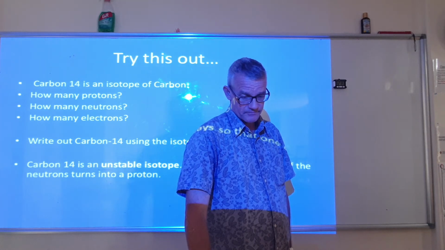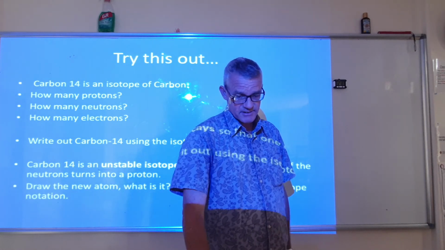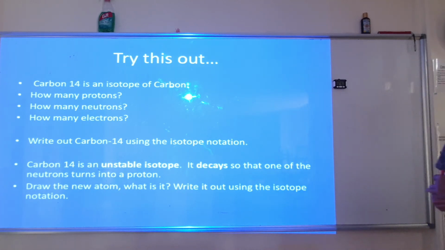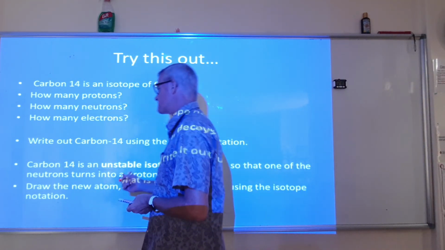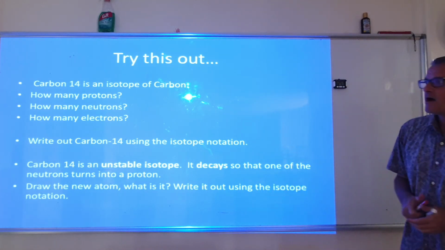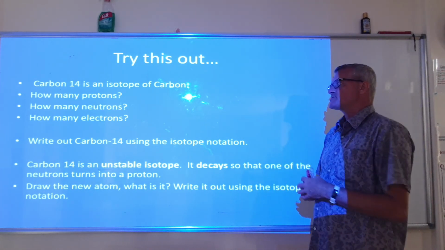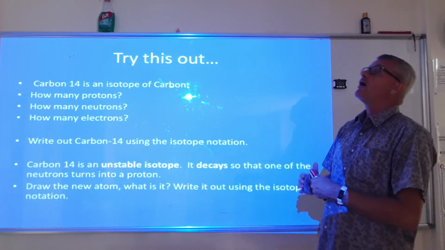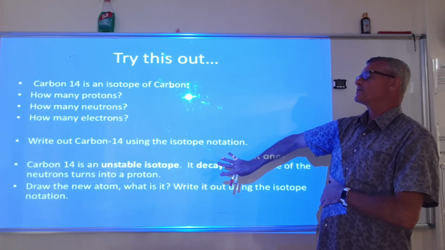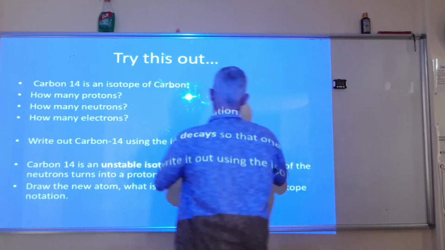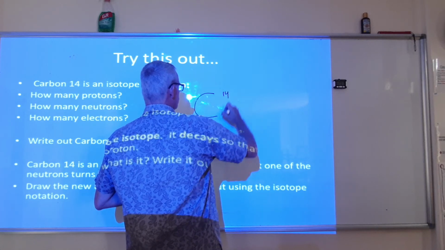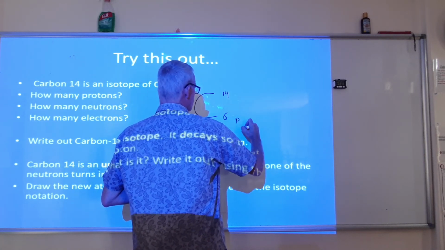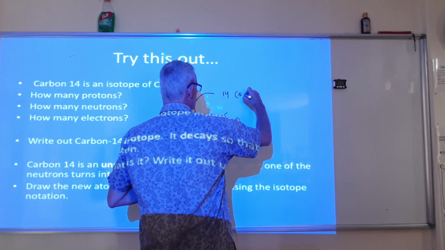Okay, so carbon-14 is an unstable element, yeah? And it could decay so that one of the neutrons turns into a proton. What's going to happen? Yeah, the amount of protons goes from 6 to 7, and the amount of neutrons decreases. Well, let's write the element and see what happens. So we have 14, 6 is the amount of protons, and neutrons, 8.